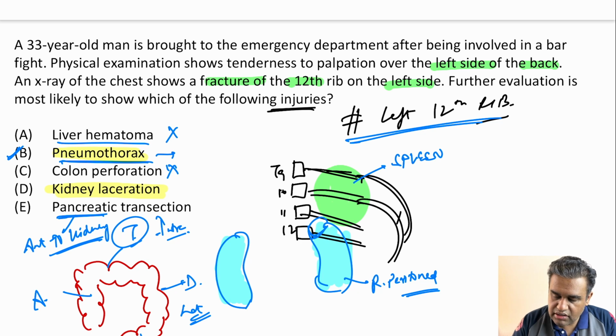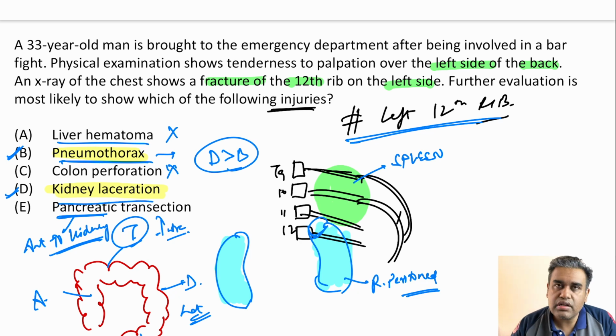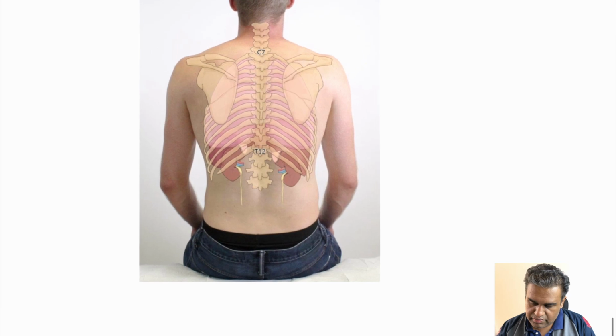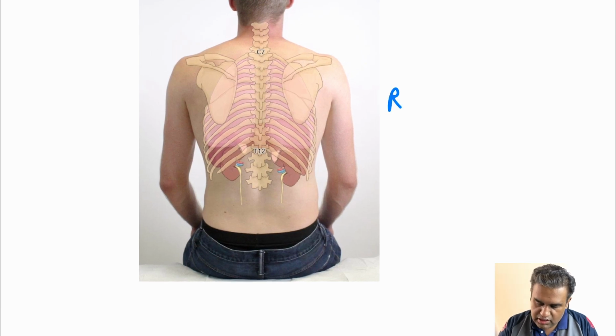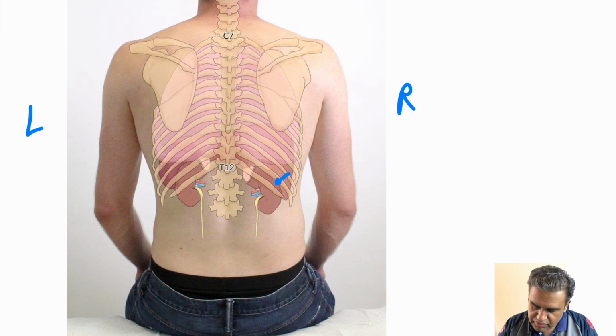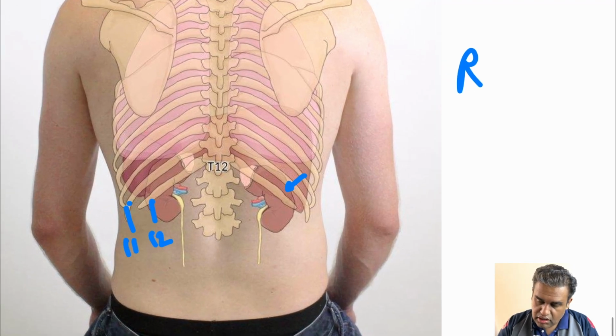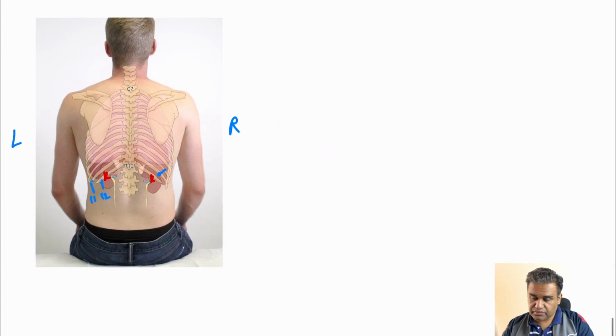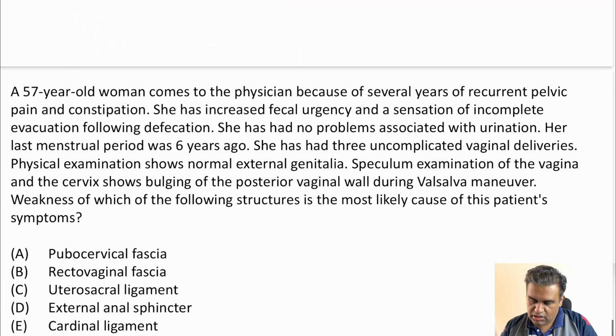Between options B and D, D has more probability than B, so we will go with kidney laceration as the answer. Beautiful question. Here you can see the image: on both the right and the left side, this is the outline of the kidney, and these are your ribs. We can call this the 11th rib, and this is the 12th rib, right? They are showing T12 over here. Look at the relation of the kidney on both sides with the 11th and 12th rib. That's very important. Okay, let's see the next question.